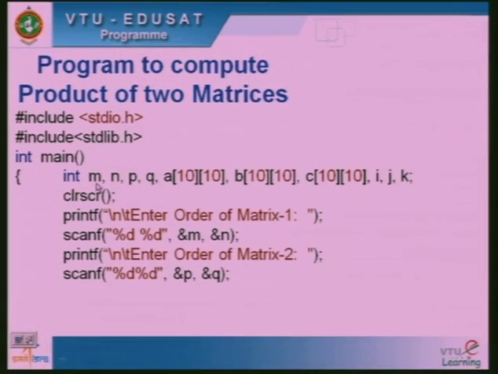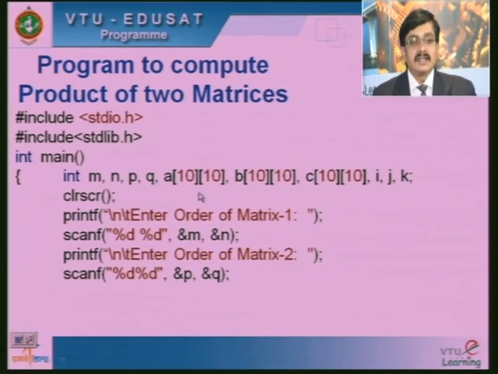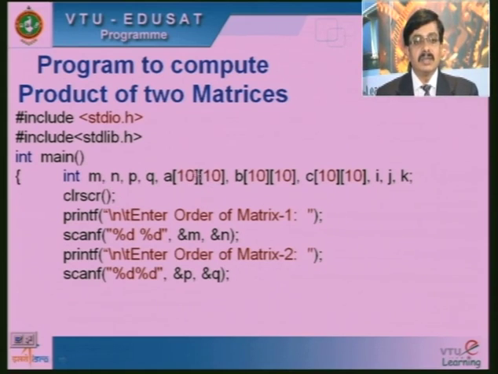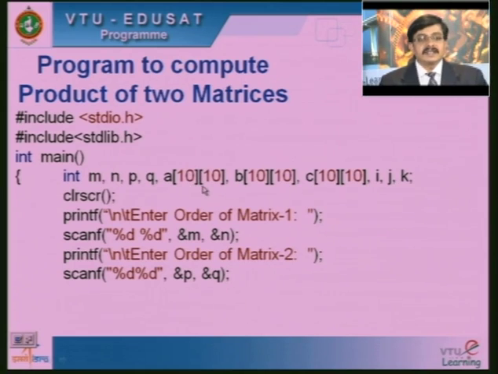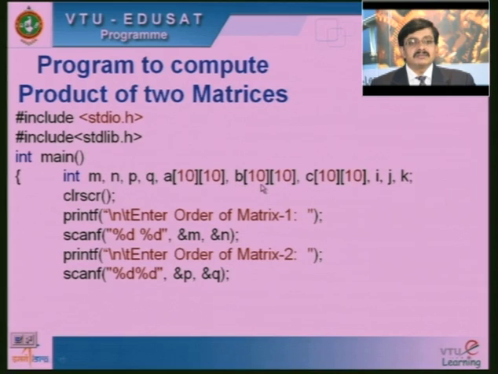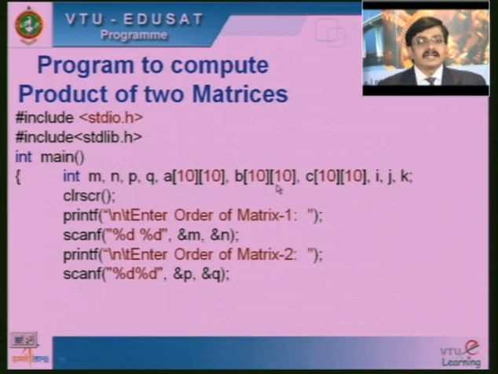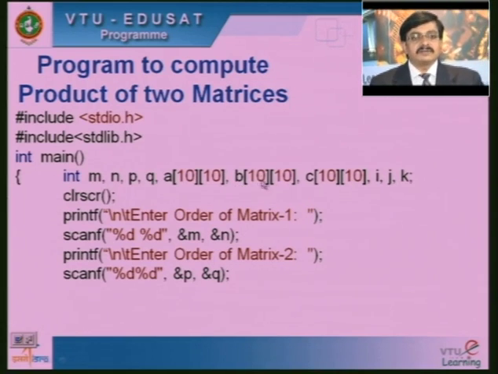Here you can see m and n represent the order of matrix A, and P and Q represent the order of matrix B. Since matrices are represented using two-dimensional arrays, I declare A[10][10], which represents the maximum order of the matrix I can have. The size I have mentioned is 10 cross 10: I can have a maximum of 10 rows and 10 columns. Similarly, I have declared B also as 10 cross 10, so B is a matrix of maximum order 10 cross 10.